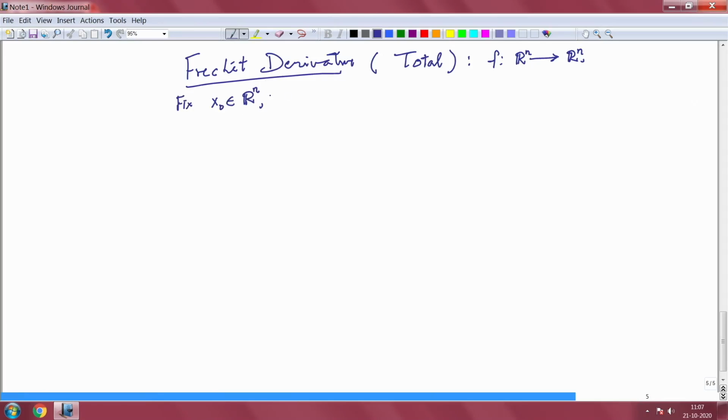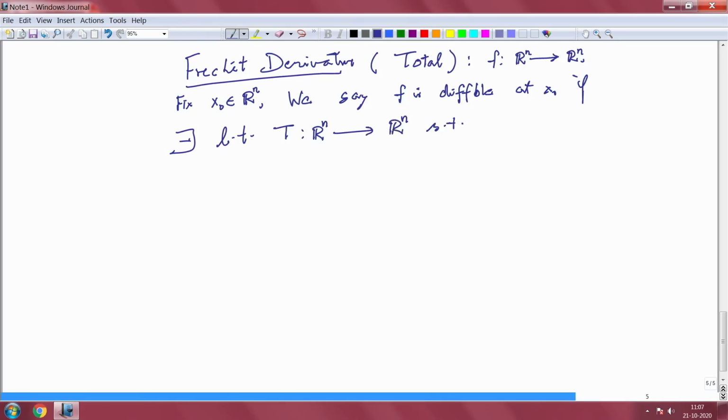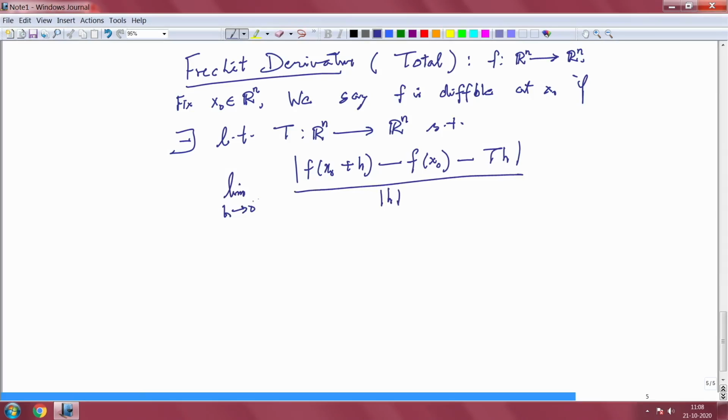Then we say f is differentiable at x naught if there exists a linear transformation T from R n to R n such that the limit of modulus of f of x naught plus h minus f of x naught minus T of h, divided by modulus of h, as h tends to 0, is equal to 0.